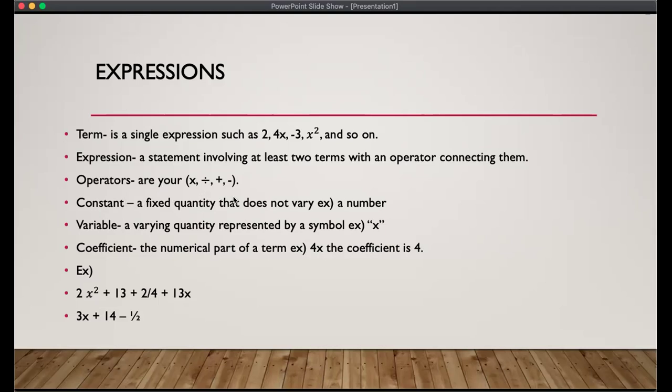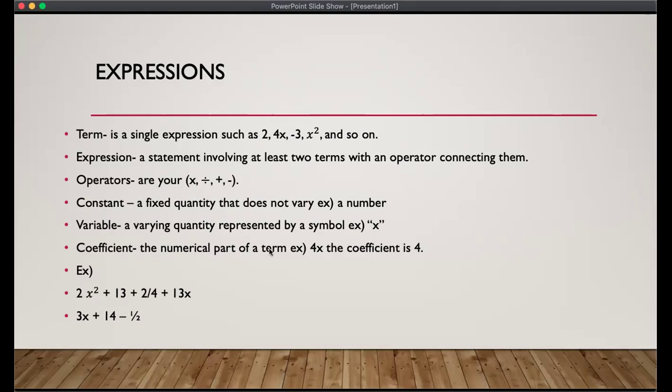Constants are fixed quantities that do not vary. Typo again here, sorry, but they do not vary, right? So a number does not change in this case. It stays the same unless we're adding things together to it, but that's what a constant is. Then we have a variable, right? A varying quantity represented by a symbol. Most notably in math, we use x. That is a variable. That means that we could decide what we want x to be, whereas a constant just stays put.